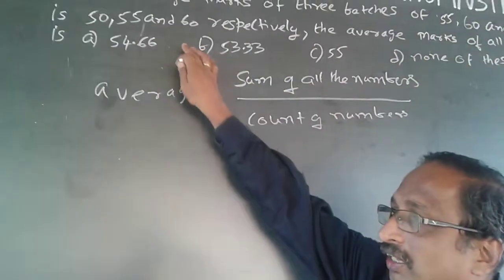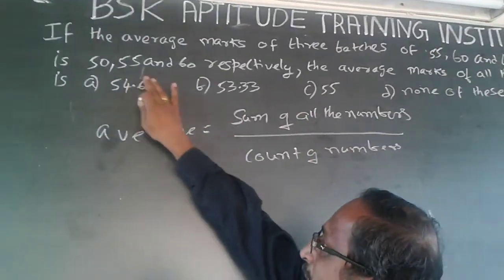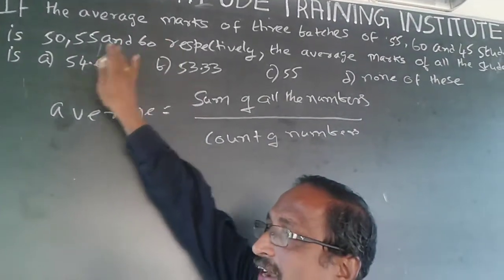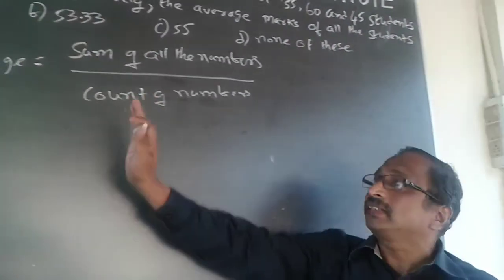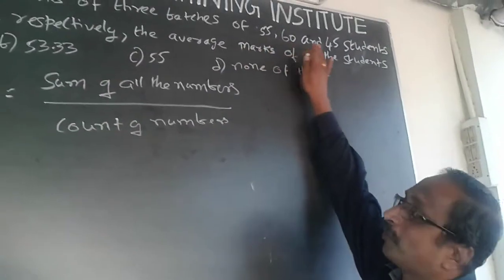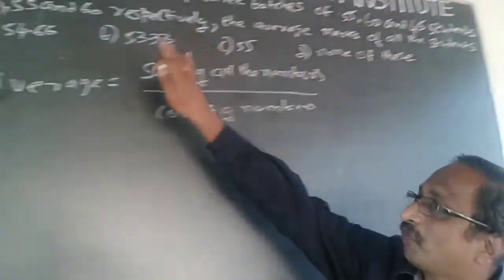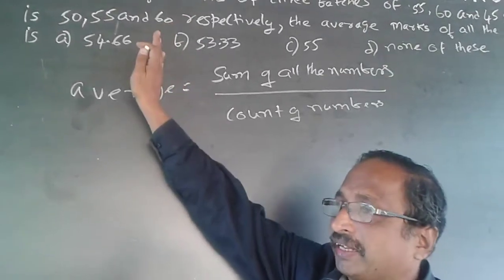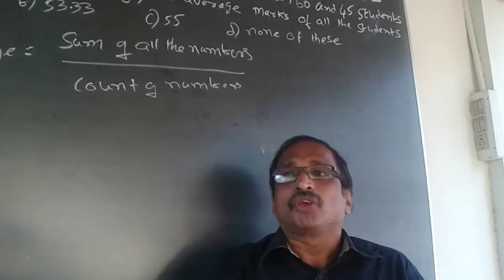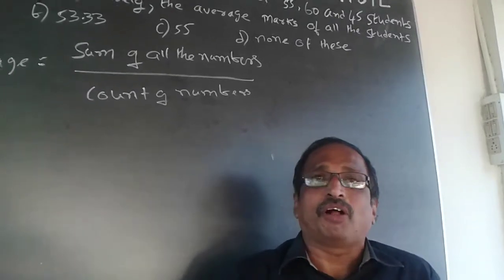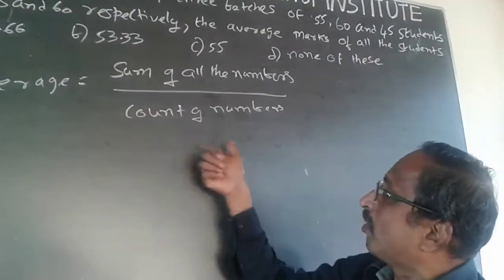Some of you might be doing it as 50 plus 55 plus 60 divided by 3, as 55. You can't do it like this unless the number of students in all the groups is the same. See, if it is 50, 50, 50, then you can do 50 plus 50 plus 50 divided by 3. But here, because the students are in different numbers, you will have to find out the marks of all the students put together. So here average is sum of all the numbers divided by count of numbers.